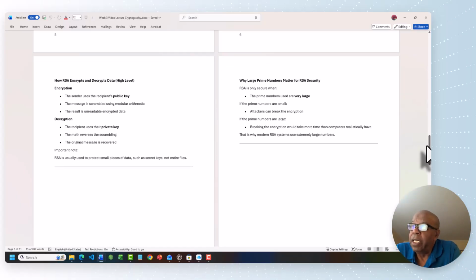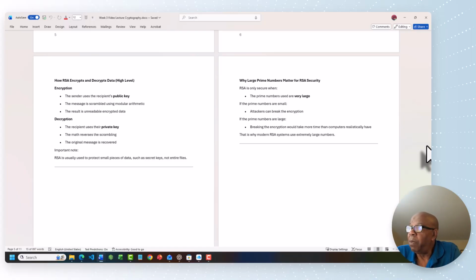How RSA encrypts and decrypts the data. Encryption: the sender uses the recipient's public key. The message is scrambled using modular arithmetic, and the result is unreadable encrypted data. Decryption: the recipient uses the private key. The math reverses the scrambling, and the original message is recovered. RSA is usually used to protect small pieces of data, such as keys, not entire files. It's not normally used for that.